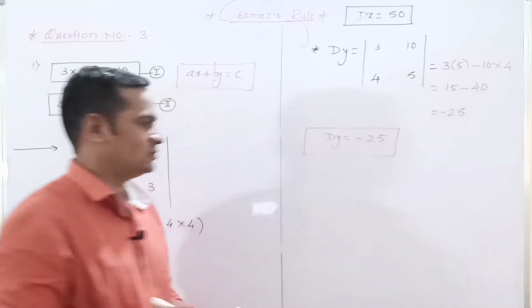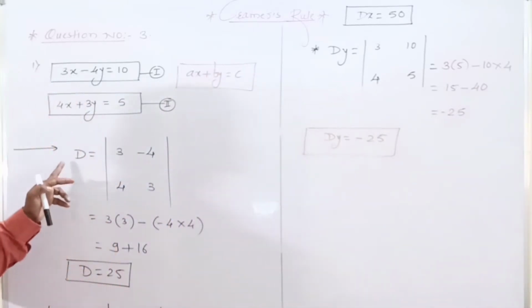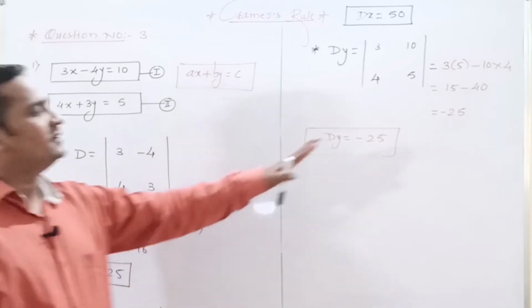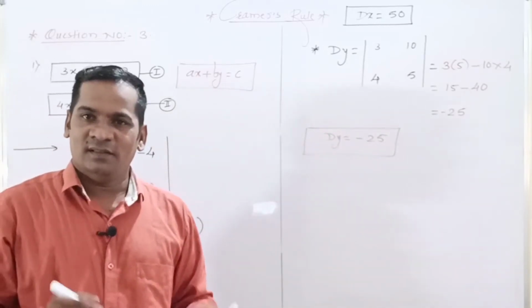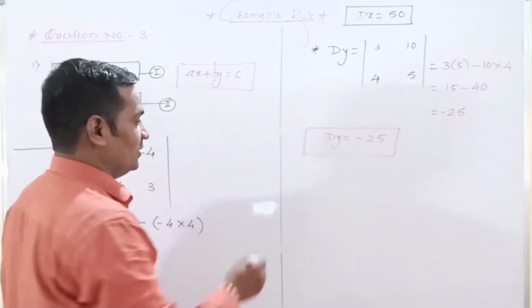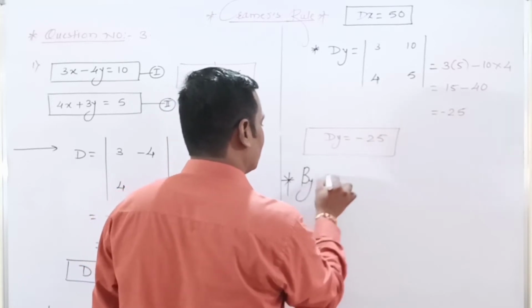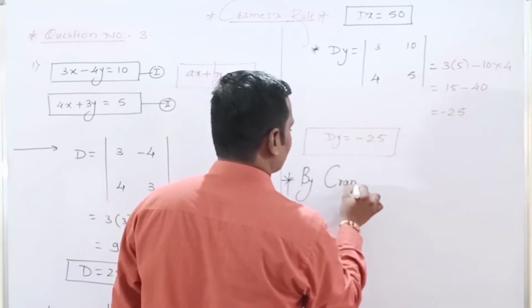Here we got the three values. The first value is d, which is very important, and then dx and dy. So let's use Cramer's rule. Okay, so we can write here by Cramer's rule.